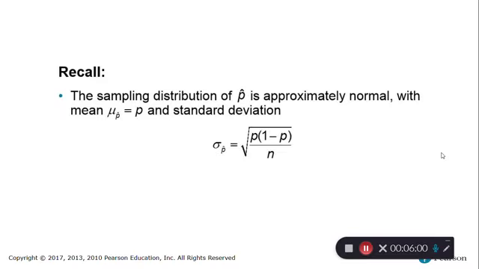Also, we want to recall how we described our sampling distribution of p hat. We said that the sampling distribution of p hat would be approximately normal if, for this one, we check that n times p times 1 minus p is greater than 10, which we just did. And then we established that mu sub p hat is always equal to p, and the standard deviation sigma sub p hat is equal to the square root of p times 1 minus p over n.